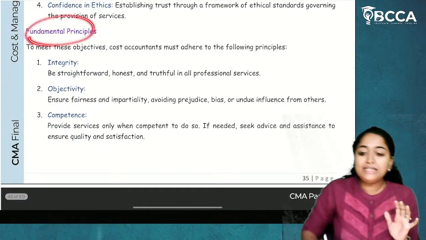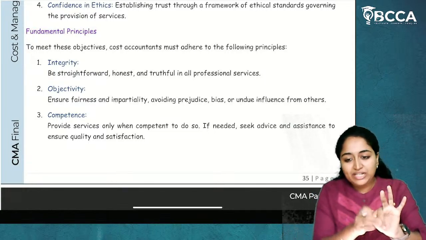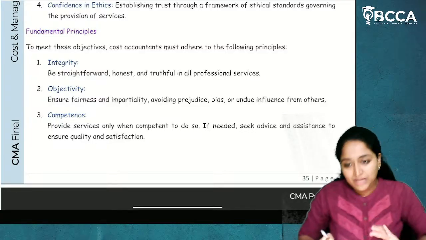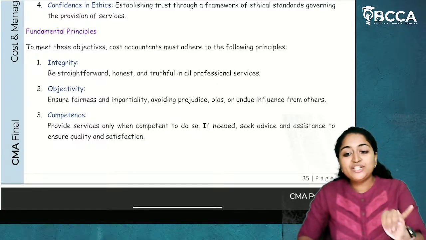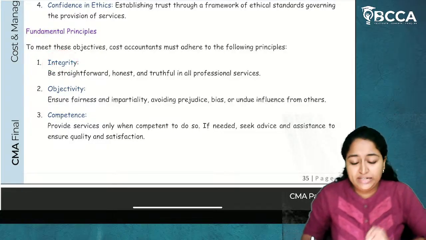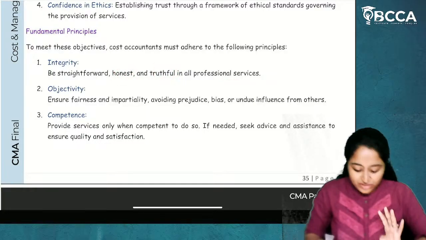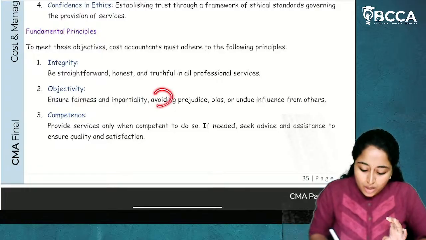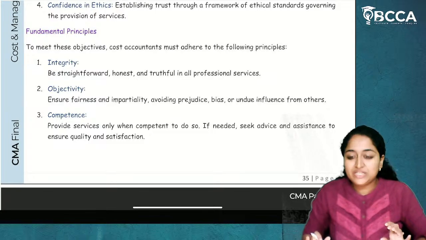Now, what are the fundamental principles? We have 5 fundamental principles. What are those 5? Integrity, objectivity, competence, confidentiality, and professional behavior. Now, what does integrity mean? Being straightforward, honest, and truthful in all professional services. What is objectivity? Ensure fairness and impartiality, avoiding prejudice, bias, or any kind of undue influence from others.